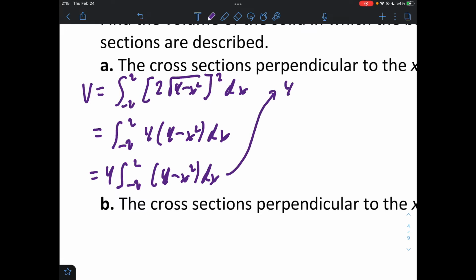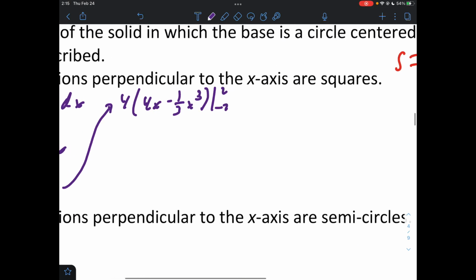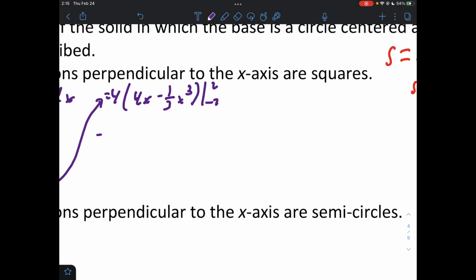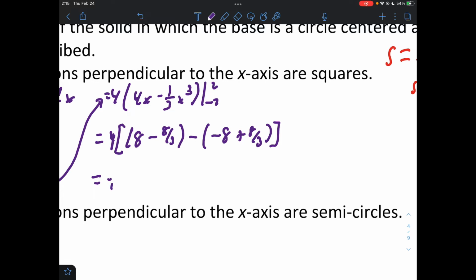Okay, now integrating, so 4 times (4x minus 1/3 x cubed) from -2 to 2. And that's 4 times (8 minus 8/3 minus -8 plus 8/3), which is 4 times (16 minus 16/3). All right, and that would give us 64 minus 64/3.